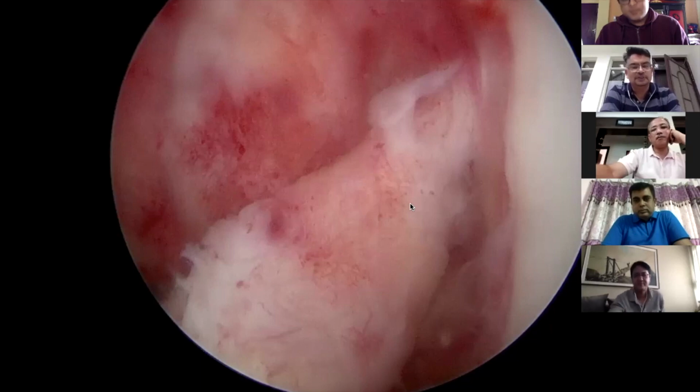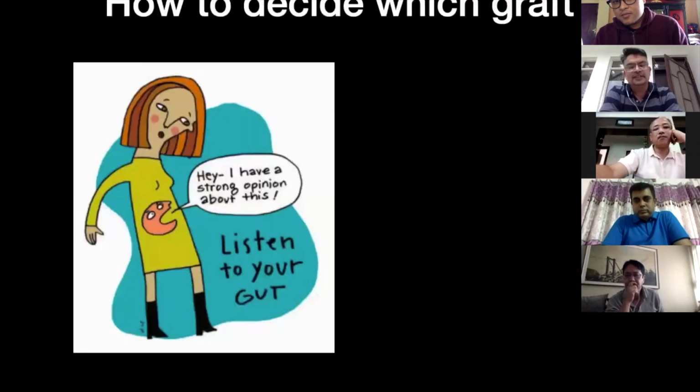You can see the blood vessels going all around, from lower to up. So this is a good source, yes, in the remnant of the ACL. This is a good source of vascularity as well. So it makes very nice sense.